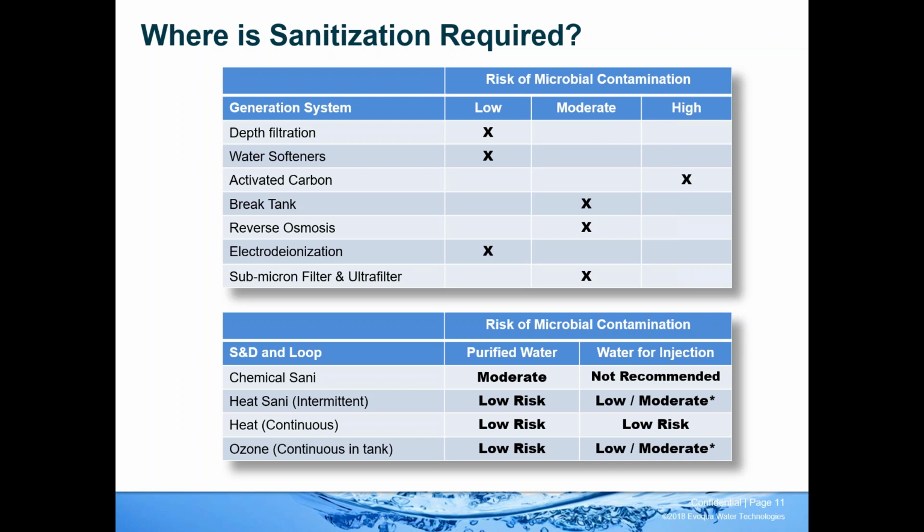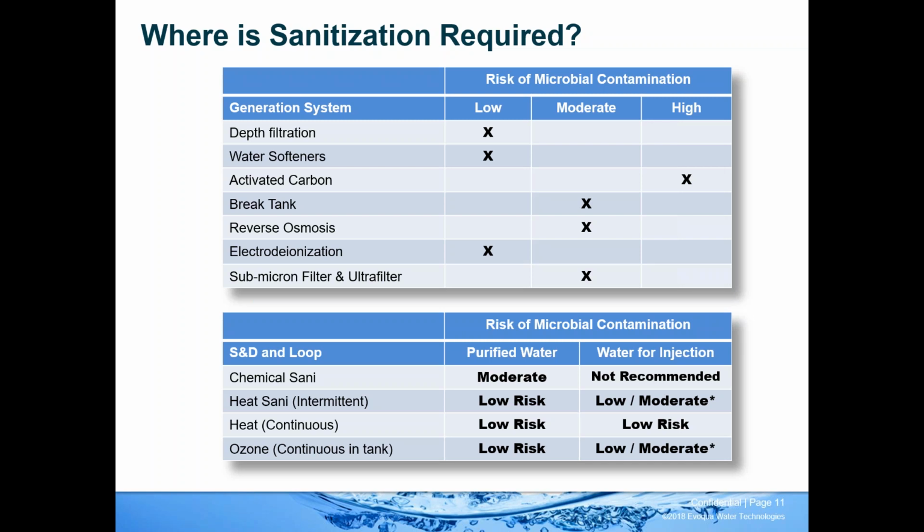And other components, post-dechlorination tanks, RO, there's certainly moderate risk. Electrodeionization, because of the electric field and water splitting, they're pretty self-protective. And then again, filters are back at the moderate risk level. And that is a function of many things. What is the water spec? What is the system design? There are many, many factors that could shift these around a little.